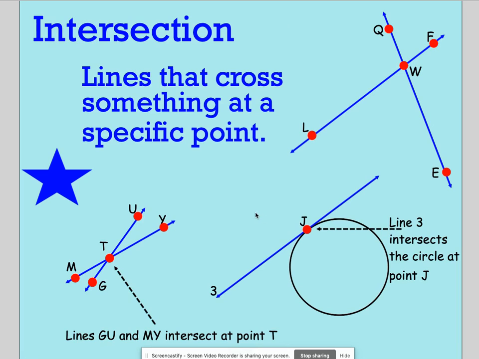So that brings me to the third image on this page. You have a line that's crossing a circle. That's okay, and that's still an intersection because a line is traveling over another figure. So anytime a line or a segment or a ray crosses over another object in the plane, we're going to call that an intersection.